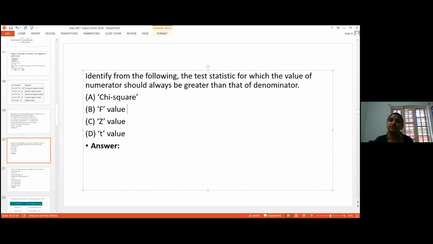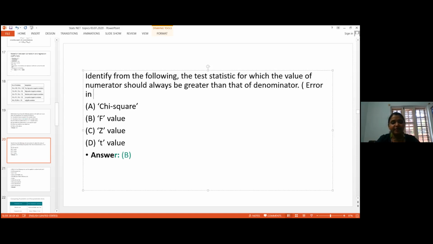F-test was sum of treatment divided by error, right? So it is only for ANOVA kind of a test that you can expect that it will be greater than that of denominator. Again, I being a statistician, I will not accept this statement to be correct. There are many situations where for a test statistic, you get F value less than 1. Being a statistician, I will not agree to this statement that numerator is always greater than denominator in the case of F value. Like the second question that we discussed, here also I will tell there is an error in the question.